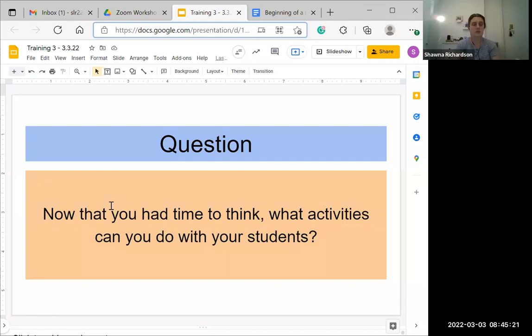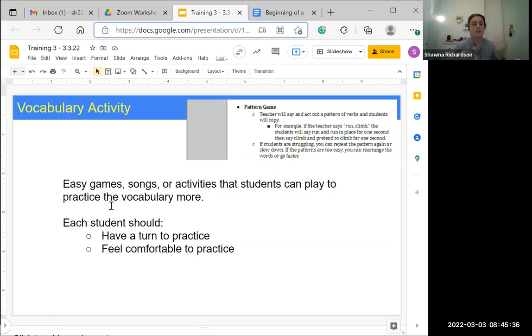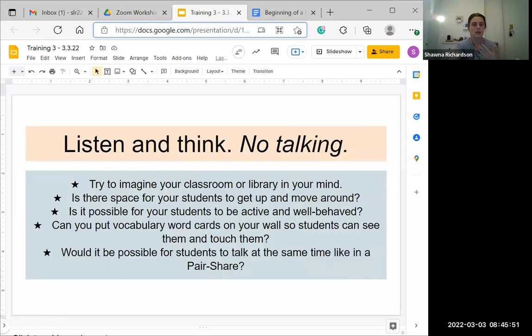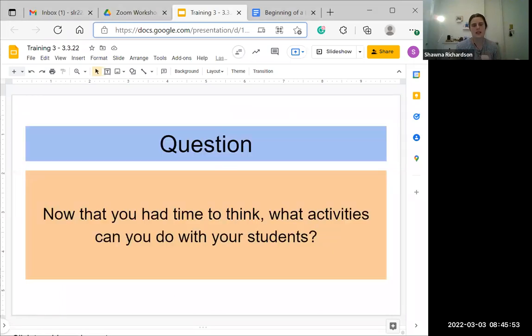Yeah, so now that we've thought about our classrooms and our libraries that we teach in, I want you to tell me some ideas of activities that you can do with your students. So we introduced this idea of the vocabulary activity for students to practice the vocabulary words. But I know that it's not possible for everyone to do some of these activities. So I wanted you to think about your classroom or your library and tell us what is possible. What can you do with your students?